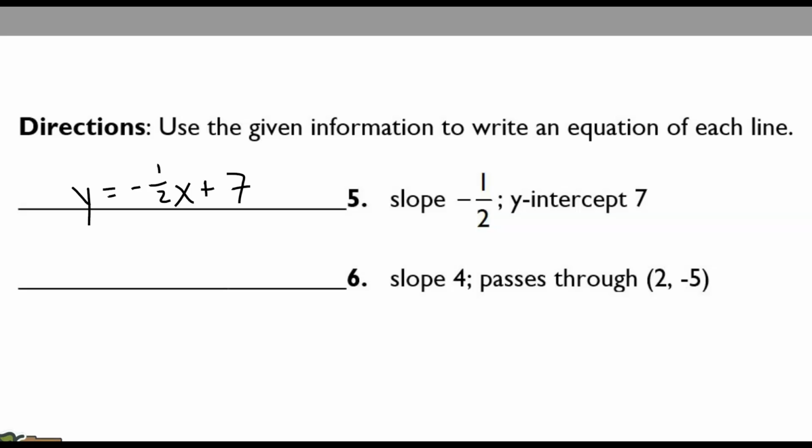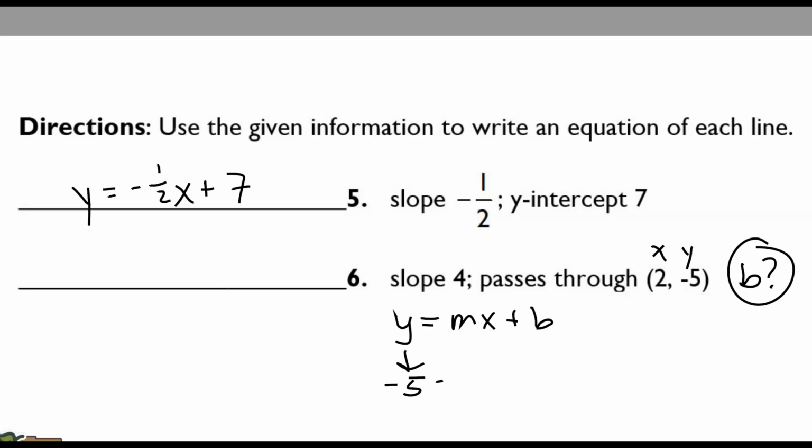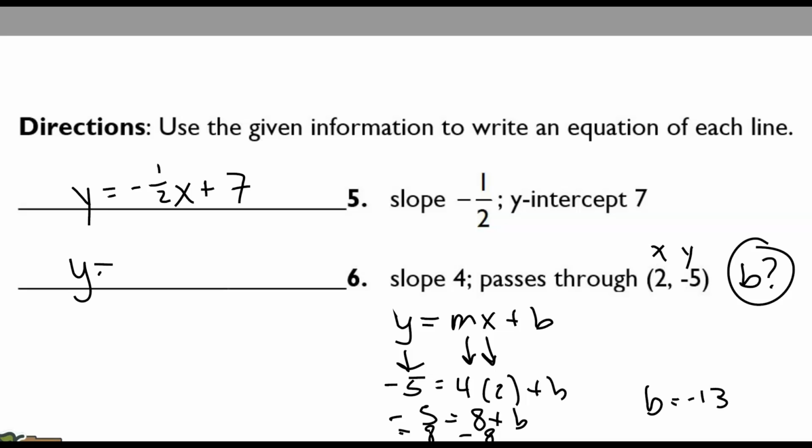Number 6, slope 4, passes through 2, negative 5. Not as straightforward. Remember, we're going to plug in some things because we don't know b. Our b is our mystery. We're going to plug in numbers for y, m, and x. Negative 5 equals 4x. We're going to substitute in 2 from our coordinates. Negative 5 equals 8 plus b. We're going to subtract 8 from both sides. And b equals negative 13. So putting it all together, y equals 4x minus 13.